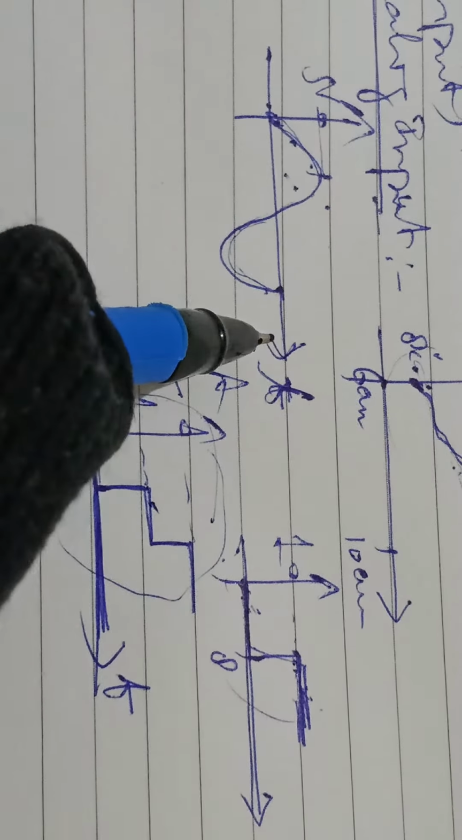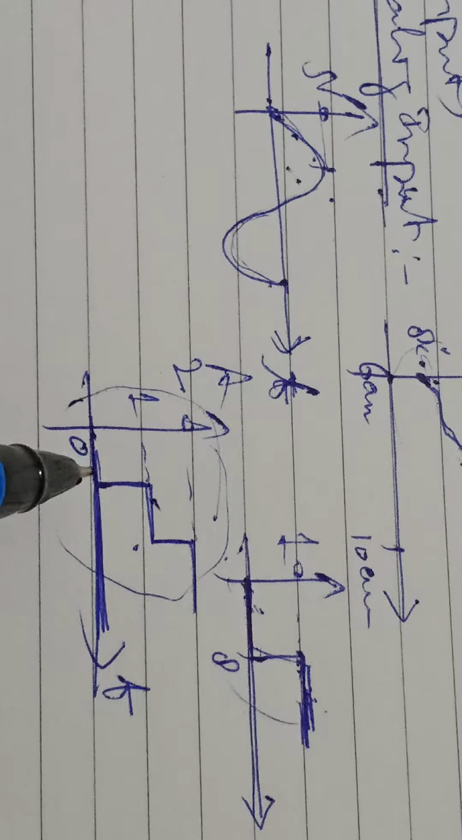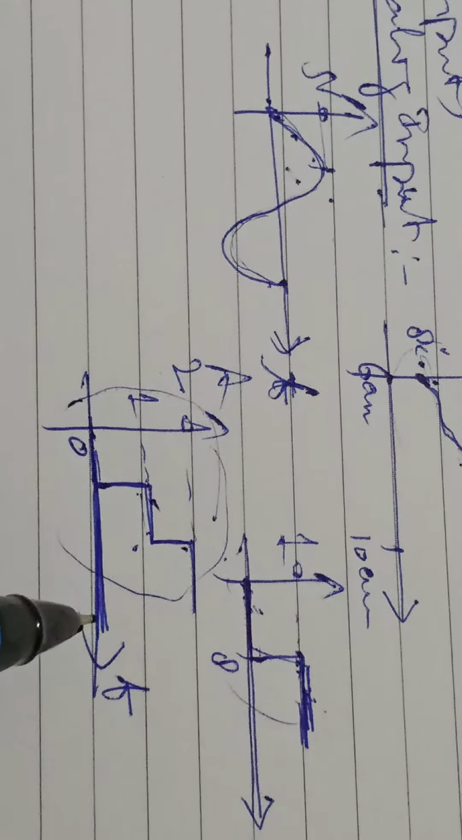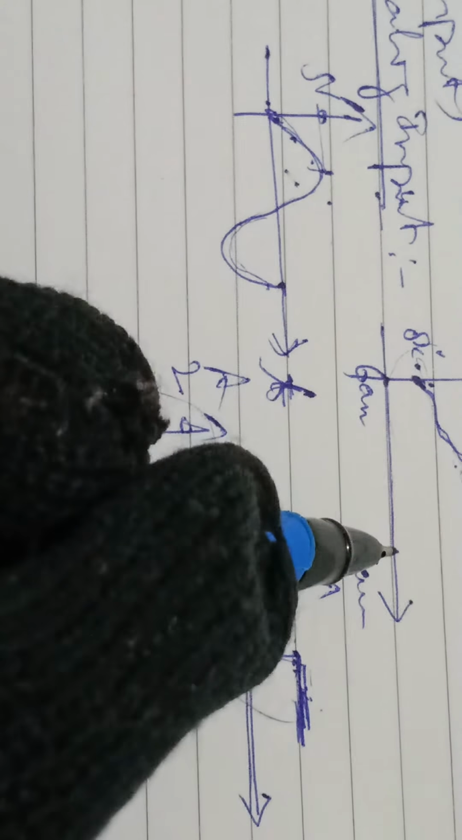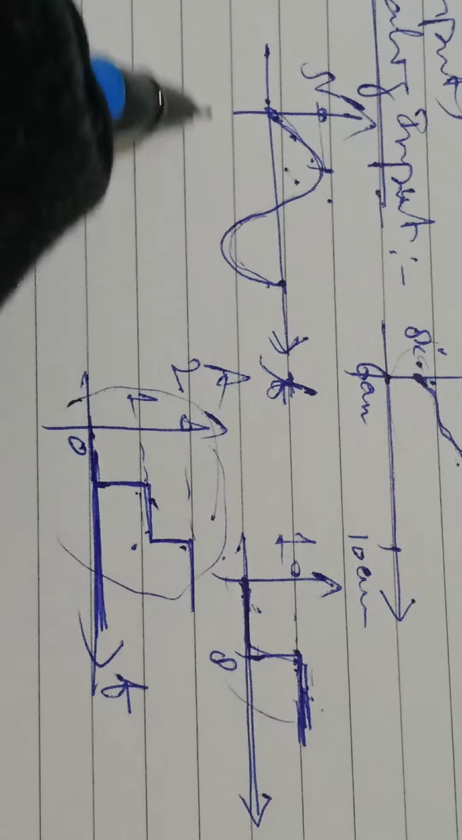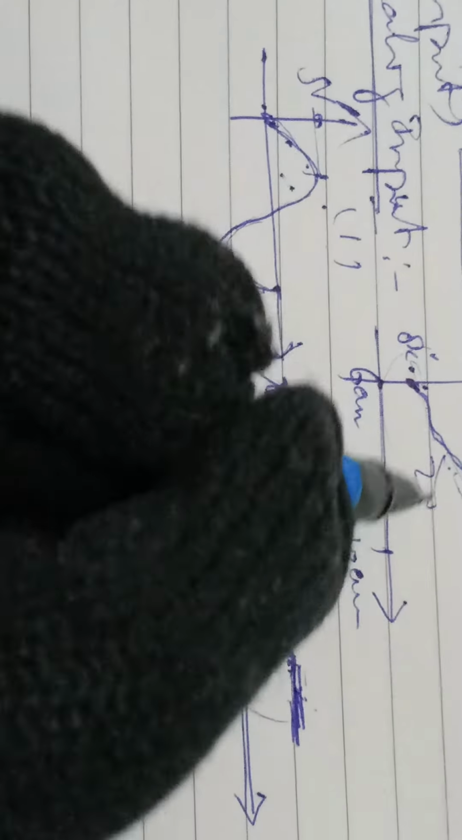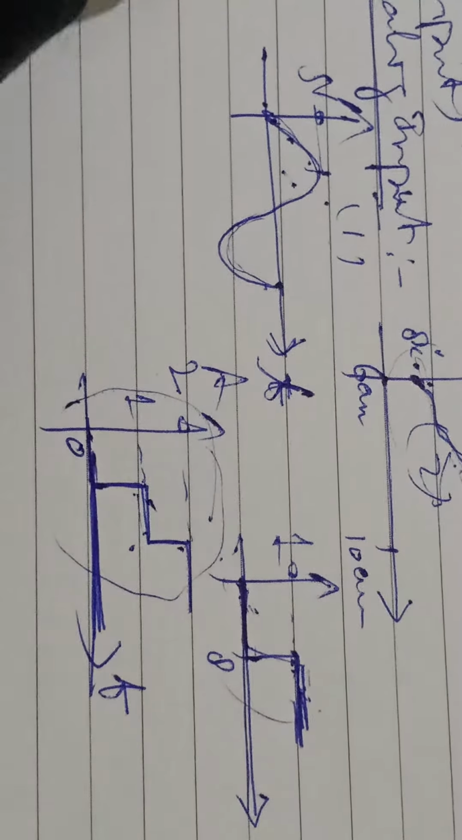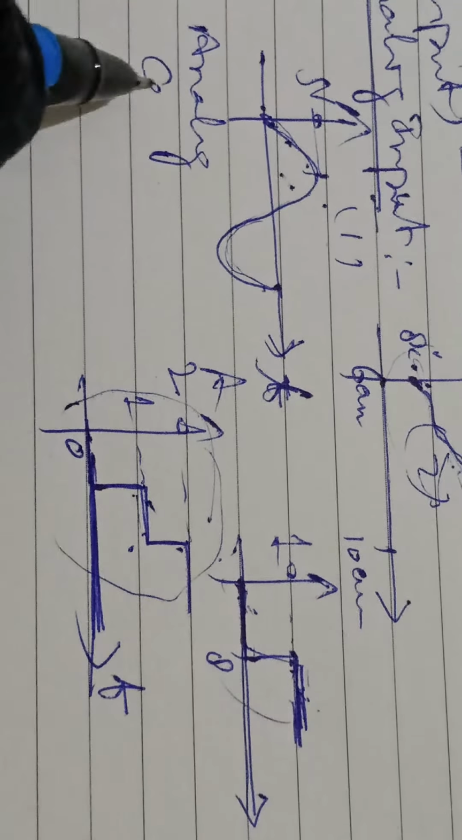One more thing we can see, in all these signals, values of the signal are defined for every moment of time. So these signals are also called continuous signals. So these two signals, 1 and 2, are analog continuous signals.